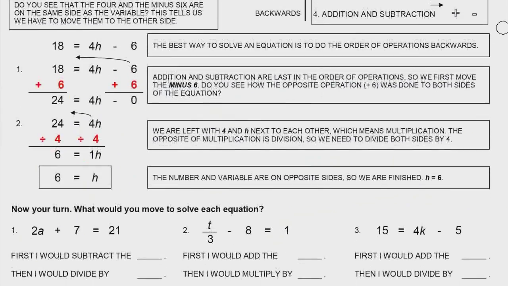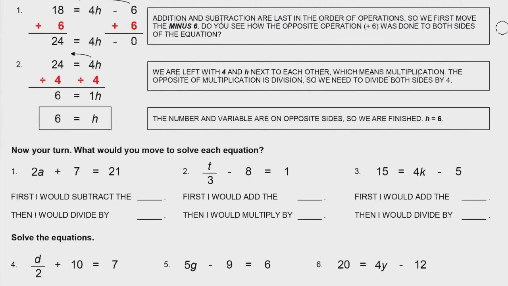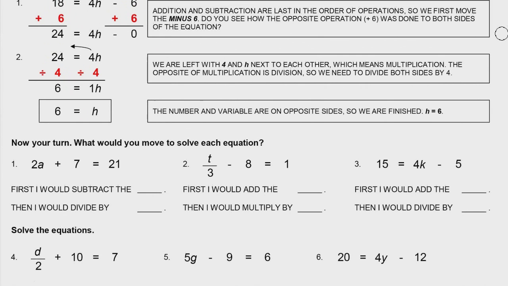Now it says, now your turn. What would you move to solve each equation? So problem 1, we have 2a and 7 on the same side over here. So really no one is happy, and we're going to have to start moving the numbers over towards the 21, who's by himself, who's happy because there's no variables on his side.